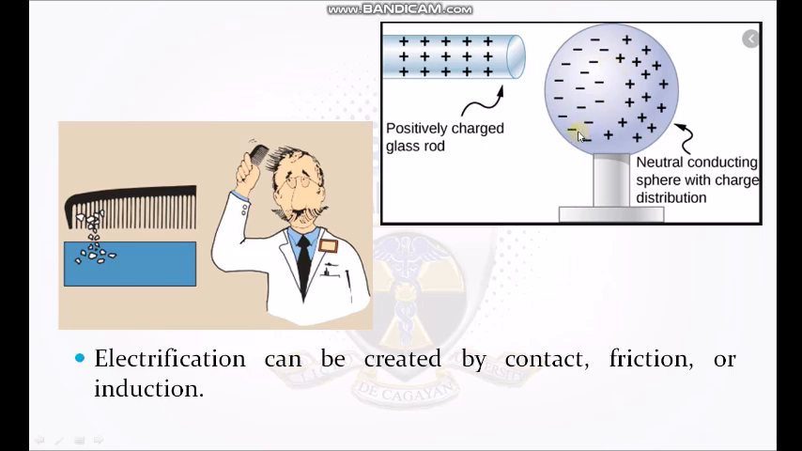If, for example, I try to touch this sphere, then some of the electrons on my hand will be transferred towards the sphere. So that means I will be electrified. Similarly, this also happens with friction and contact.